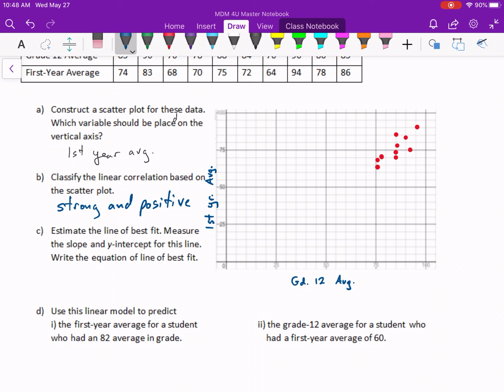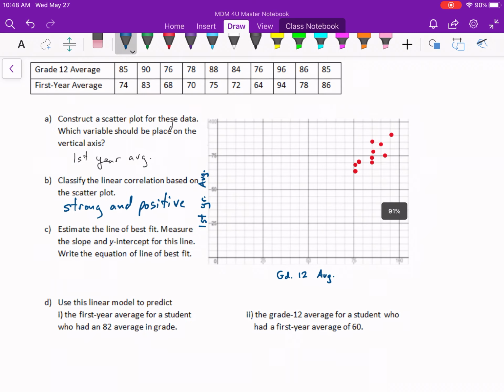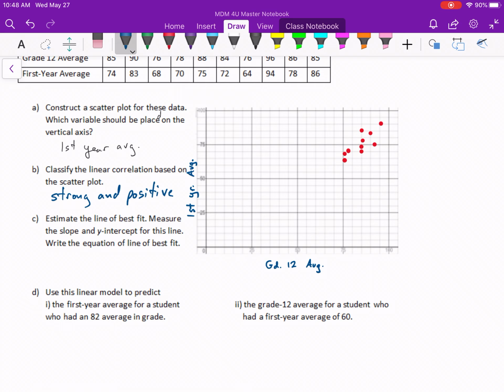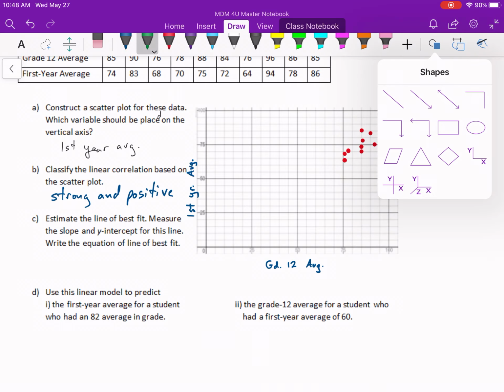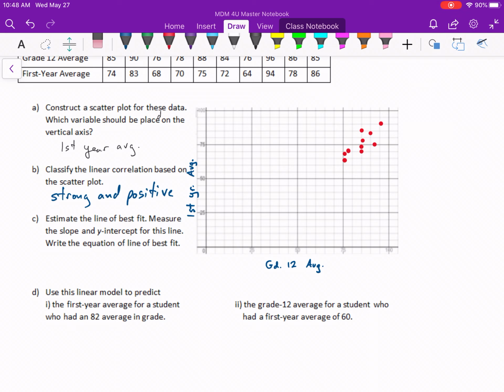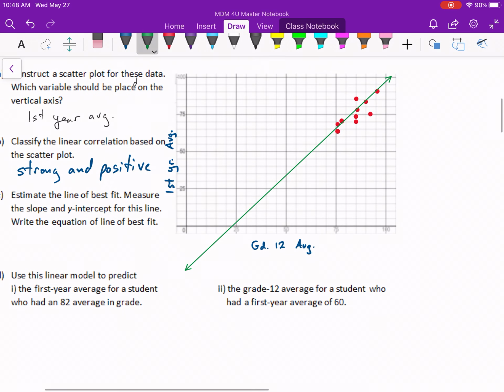Estimate the line of best fit. Measure the slope and the y-intercept for this line. Write the equation for the line of best fit. Okay, so in order to do this, it's an estimate, right? So it's never going to be the exact same from one person to the next, but there certainly should be some similarities here. I'll try the best I can here on the iPad and see what I can come up with. Let's start up here. All right, that doesn't look terrible. I think maybe it's off a little bit, maybe a little too steep. But as far as estimates go, it's not terrible.